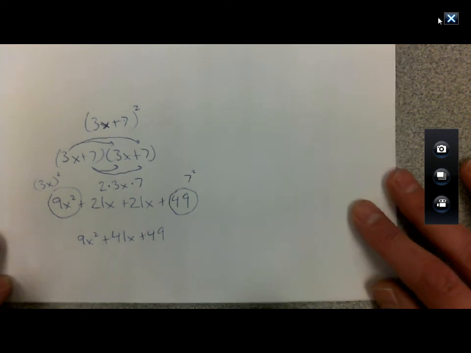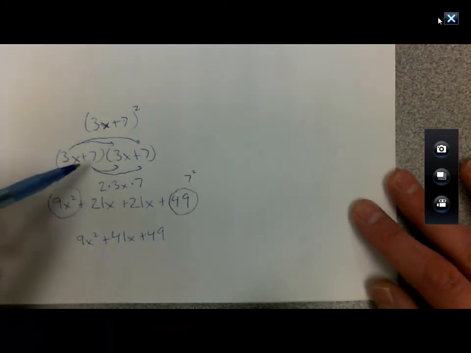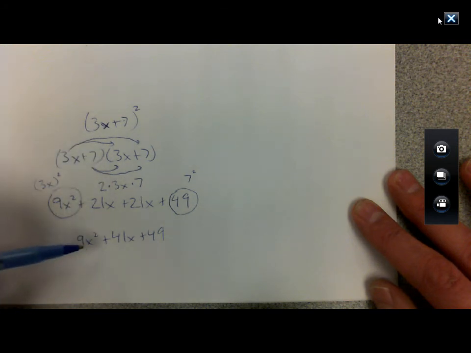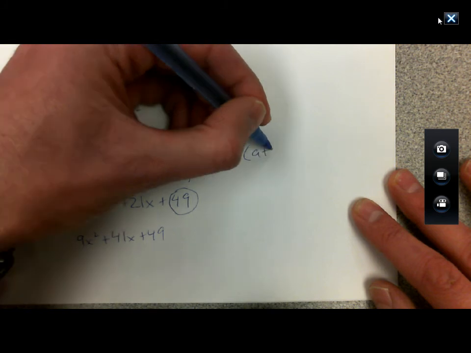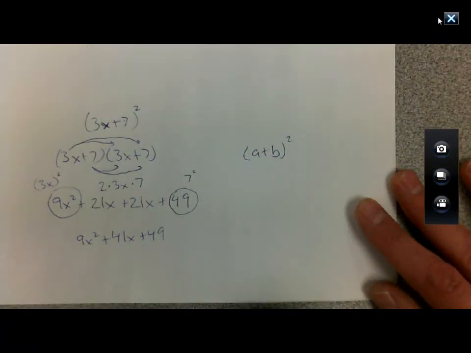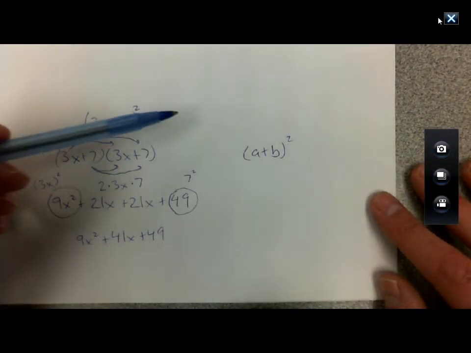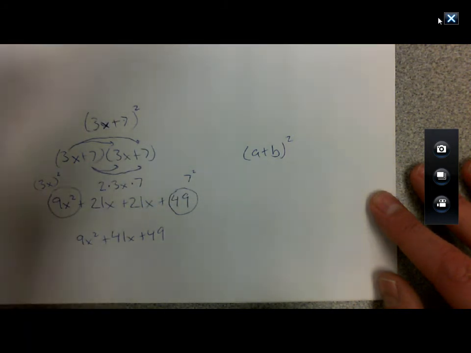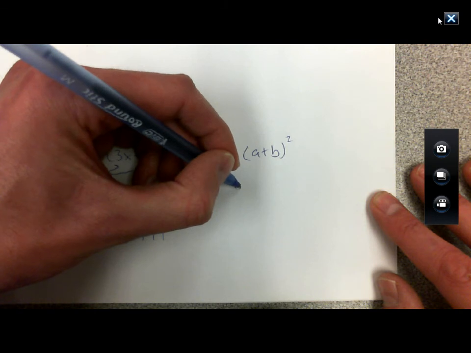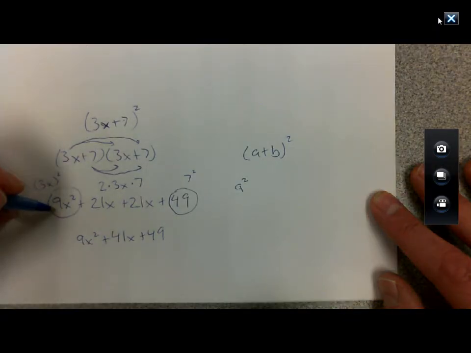So the shortcut, and you can always just expand it out. There's nothing wrong with saying, okay, I can do this, write it twice, distribute, get your answer. The shortcut, if you choose to memorize it, looks like this. If you have something plus something squared, like we have here, 3x plus 7 squared. You have something plus something squared. And you want to take the shortcut. It's going to be the first term squared, as we saw here.